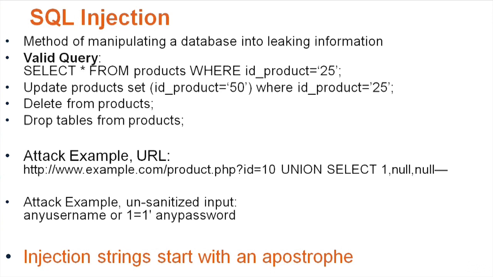Here's another example of unsanitized input. Any username, 1=1, apostrophe, any password. That might be a way to insert your own password into the system, or to pull out any password or whatever it is they're trying to do. Just remember for the test that injection strings start with an apostrophe. In real life, you need to know what SQL injection is. It is an incredibly common and incredibly powerful attack vector.